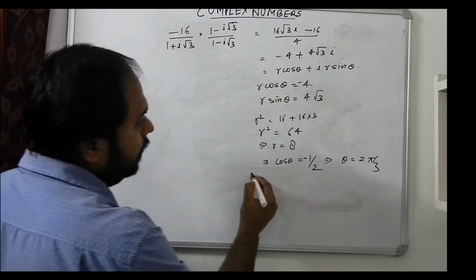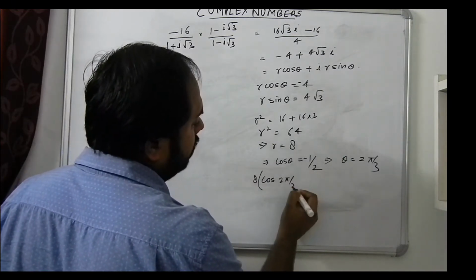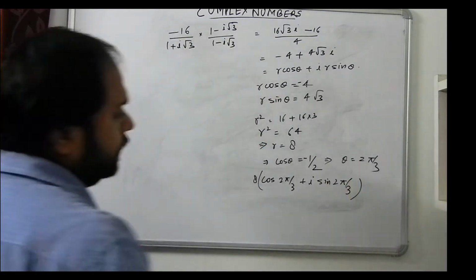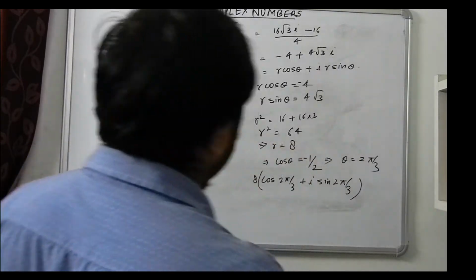So we get r is 8. So 8 (cos 2 pi by 3 plus iota sin 2 pi by 3), right? So that's the answer. That's the representation. So that is again a straightforward question.